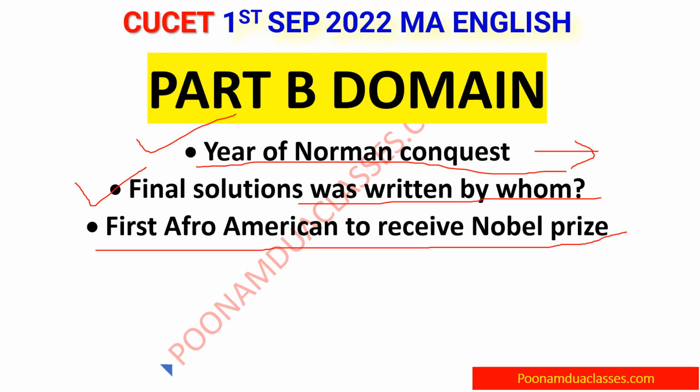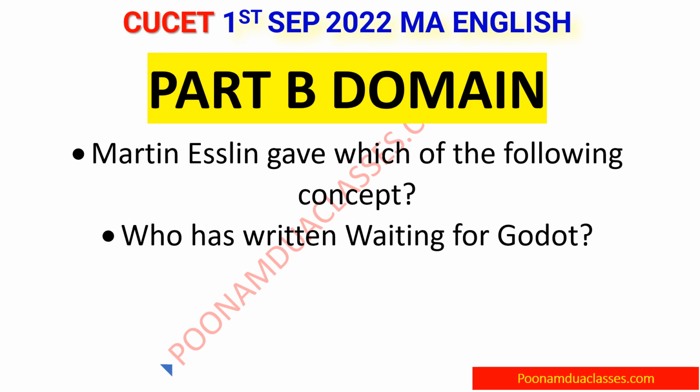Awards related questions also come very often. First Afro-American to receive Nobel Prize. A few questions they could give me with options, a few without options. It was not easy to recall and tell me each and everything. This question was there: Martin Esslin gave which of the following concepts, who has written Waiting for Godot.